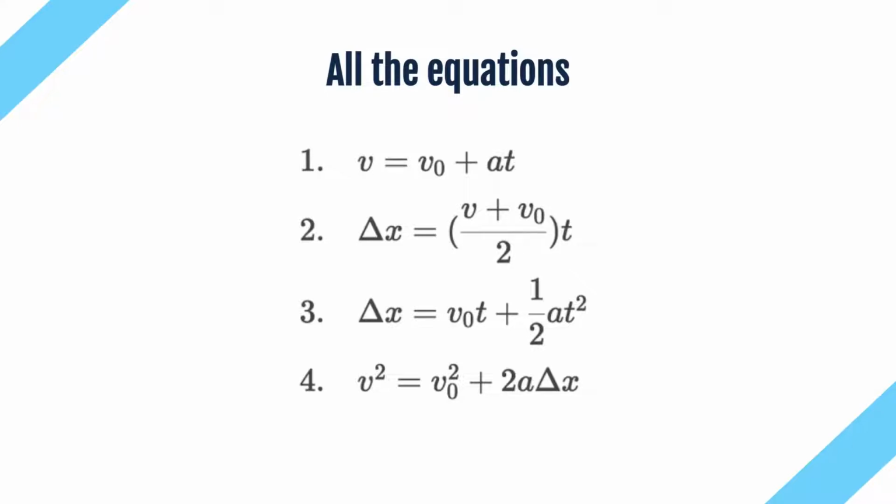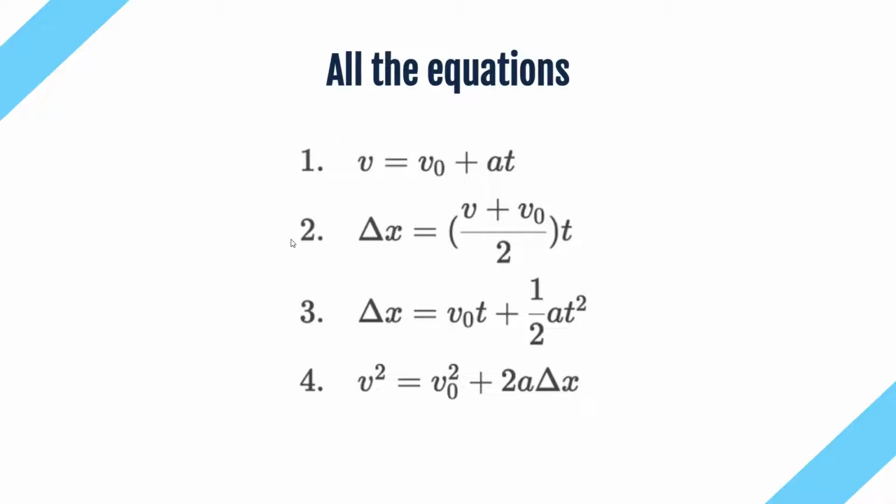Now, our equation tells us the change in velocity is equal to acceleration times time, and that makes sense, because acceleration is the change in velocity per unit time, right? By multiplying by time, we essentially get the change in velocity. So this first one makes sense. Here's one to remember: v equals v naught plus at.